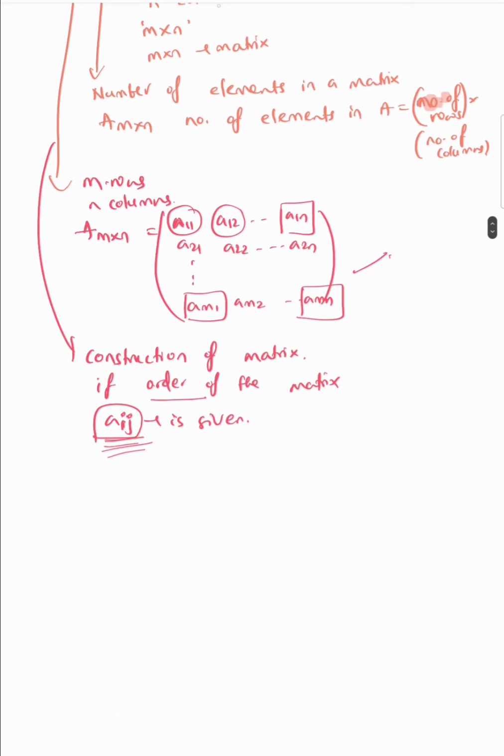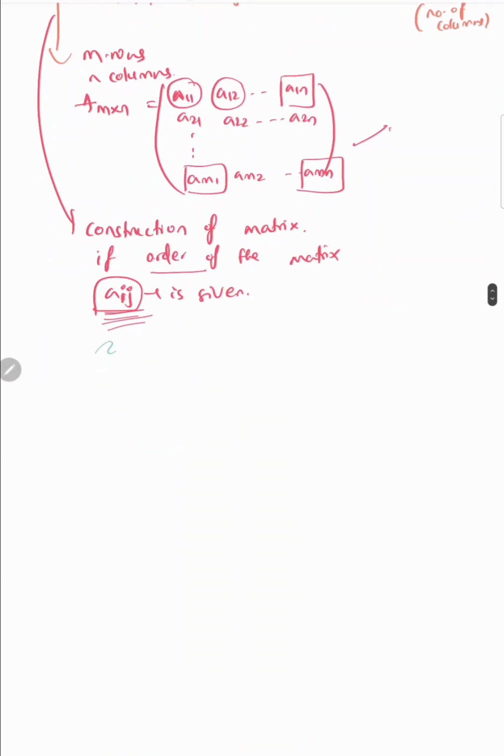Now we will see the next concept, which is types of matrices. Matrices are basically classified based on the elements and the order of the matrix. Matrices are classified in so many ways. Basically, they are classified into two categories. One is rectangular matrices, another one is square matrices.